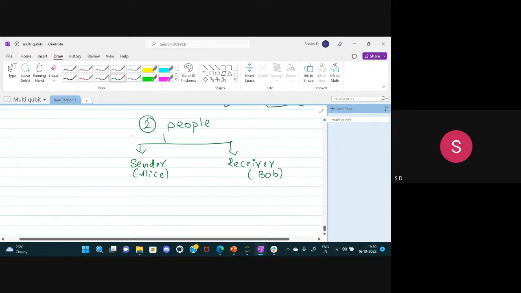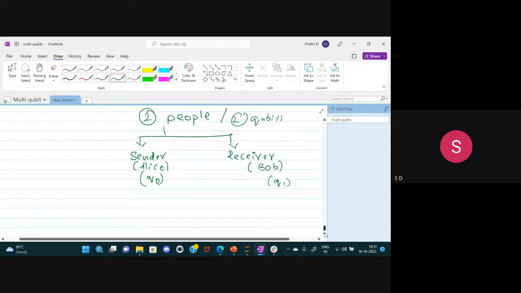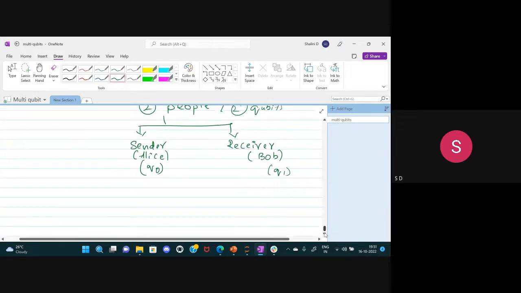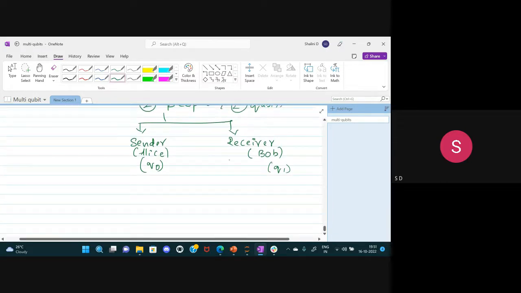So for Alice and Bob, we can name the qubits Q0 and Q1, because we are involving two people, which means two qubits. To put it in a very easy way, we are explaining it with an analogy, as we are involving people here. So Q0 and Q1 are nothing but sender and receiver. They are nothing but Alice and Bob. You can take it like that.